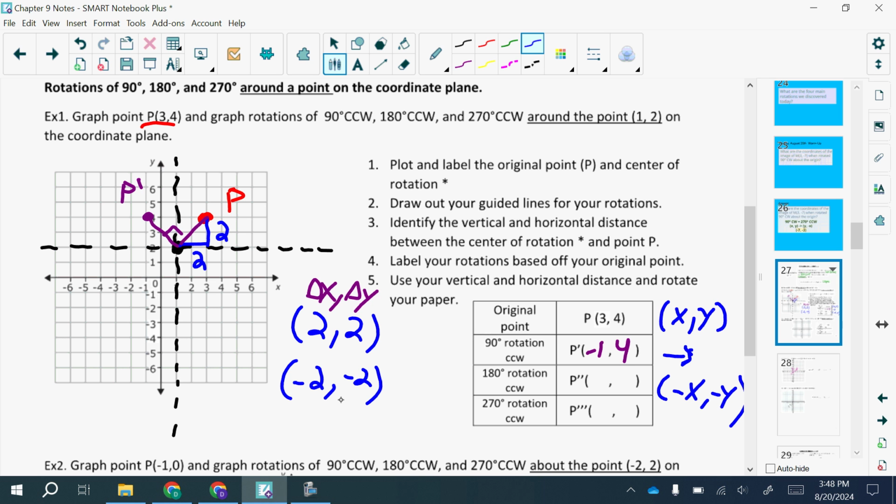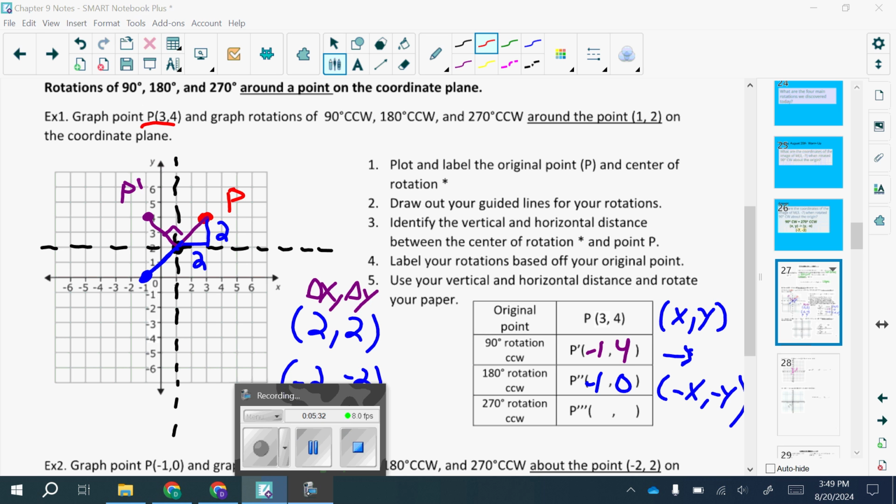Again, this is indicating our change in X and change in Y from our center of rotation. This means we're going to go 2 to the left because it's negative, and 2 down, again because it's negative. That ends up being right here. So that point is (-1, 0). And that indeed looks like a 180-degree angle.